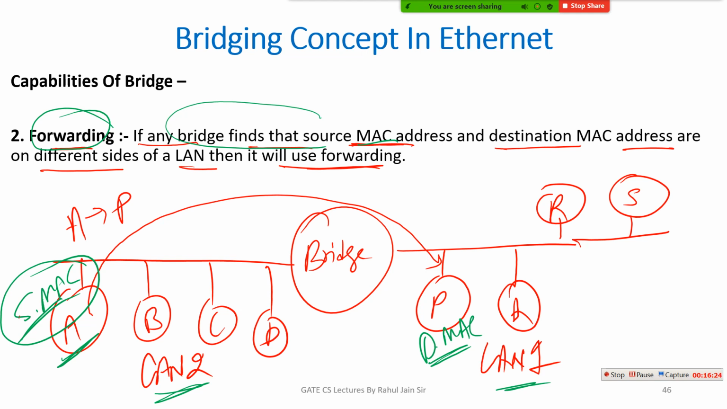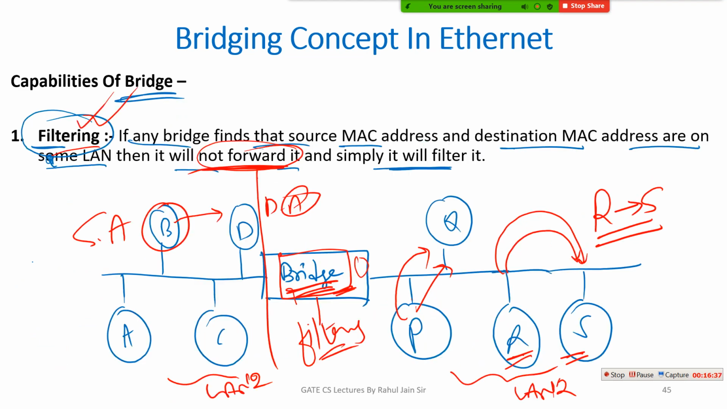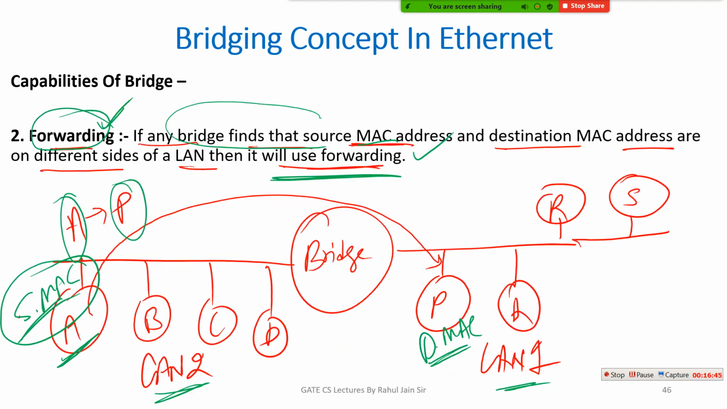So if such a condition arrives that the source MAC address is on a different lane and the destination MAC address is on a different lane, then in that case the bridge will use forwarding. So this is the second capability of the bridge. The first one is filtering: if the source MAC address and destination MAC address are on the same side, then filtering is used. But if they are on different sides, then forwarding is used. So these are the first two capabilities of bridges.